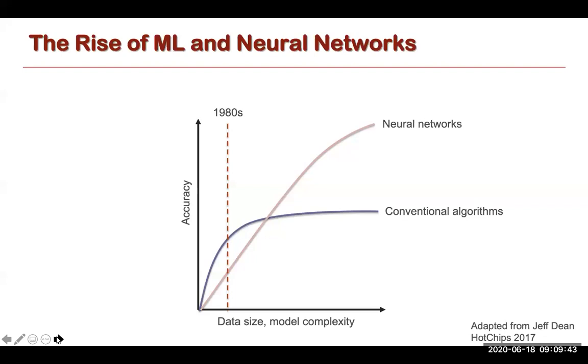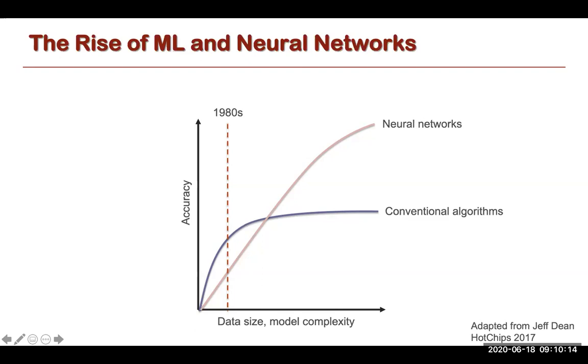But what made it dominant is the fact that if you look on the x-axis here, where we look at data size and model complexity, as you had more data, you were able to train larger, more complex models, and these models attained higher accuracy, and this accuracy surpassed the accuracy of conventional algorithms developed manually.